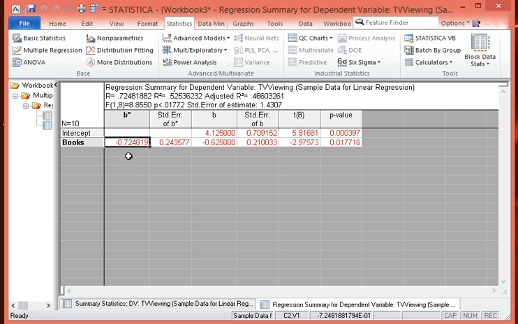To determine whether this is significantly different from 0, we performed a t-test, and the analysis suggests that this is significantly different from 0, as evidenced by our probability value, which is less than 0.05. More on regression analysis when we do multiple regression. For the meantime, this is simple linear regression using Statistica.